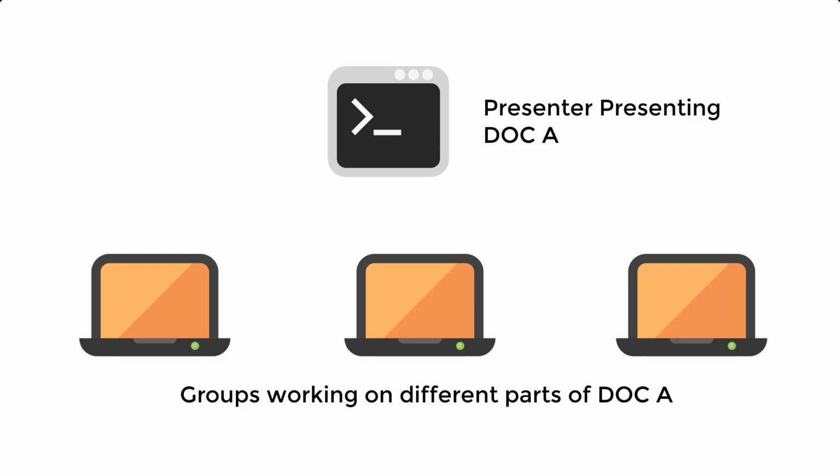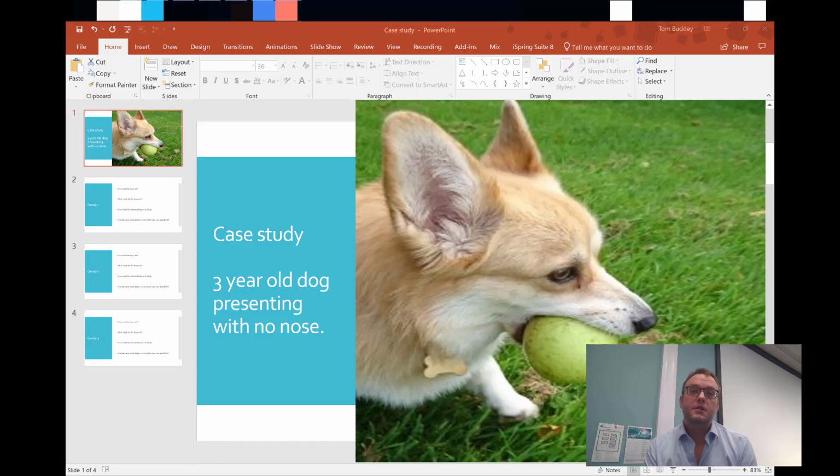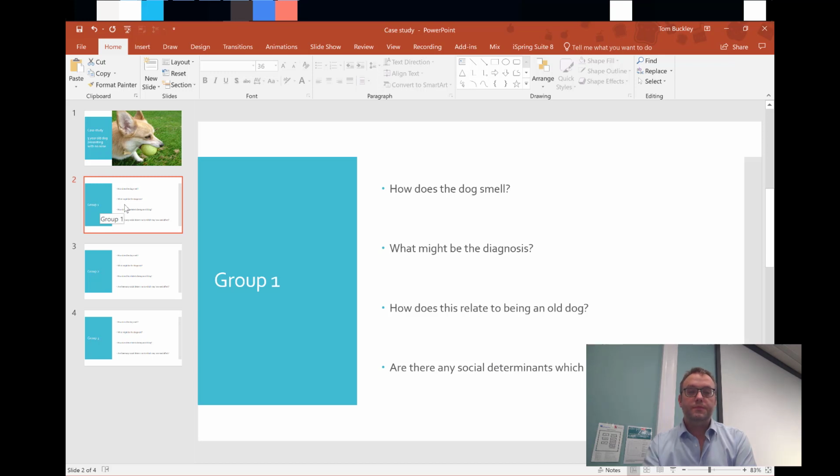So what does that look like? So here is our starting point. It's a PowerPoint, as a lot of starting points are. I have a case study, so we're going to be doing some problem-based learning in the form of a case or a patient, and we're going to be talking about the incident of the dog with no nose. What I've done is I've got the information to do with the case on a slide, and then I have divided each group's work later on into some trigger questions which are the same for each group.